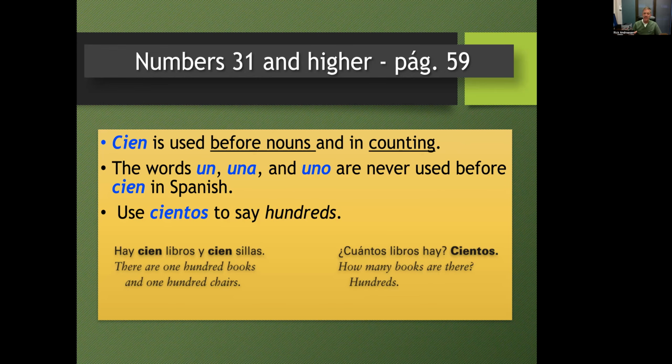To say hundreds, we say cientos. So you'll hear this a lot. On the second example, ¿cuántos libros hay? Cientos. There are hundreds of them. It just means a big number, like a bazillion.